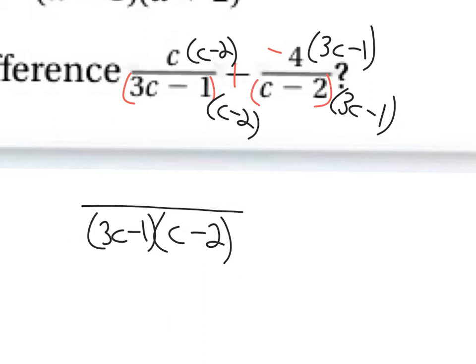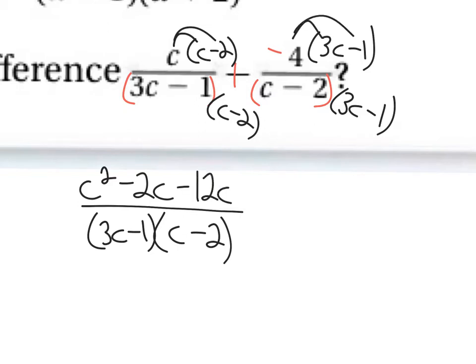In other words, rather than rewriting them as two separate fractions and then saying, okay, now we're going to combine them together, if you want to just say the denominators are the same now, I'm just making this one fraction, I'm okay with that. So this first part we could distribute. So this would be c squared minus 2c. And then the second fraction, if we distribute that, would be negative 12c plus 4.